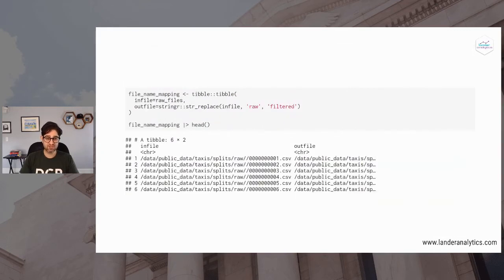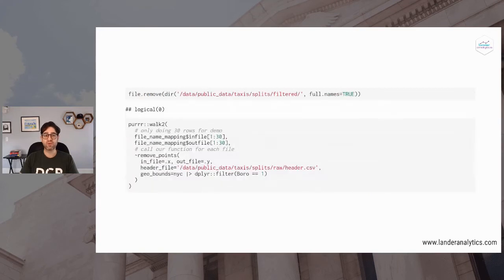Before we can apply the function, we have to create a mapping of all of our input files, these raw files, and the corresponding output file. That way we can iterate over this data frame and do this one file at a time. We then delete any files that already exist in our output directory and use walk to iterate over this data frame of file names, calling remove points on each file individually.